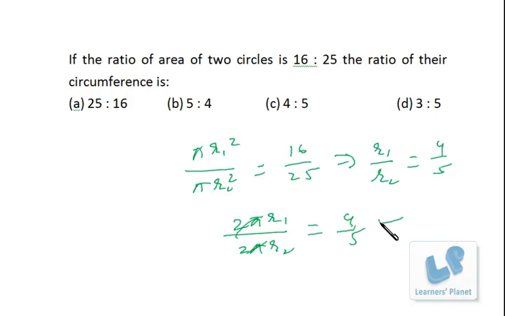You don't have to go for any sort of paperwork if you are clear that in area the radius is in square function and in circumference the radius is in linear function. So you just have to take the square root of this data to get the answer, right? So it's 4 by 5. I hope you are getting me.